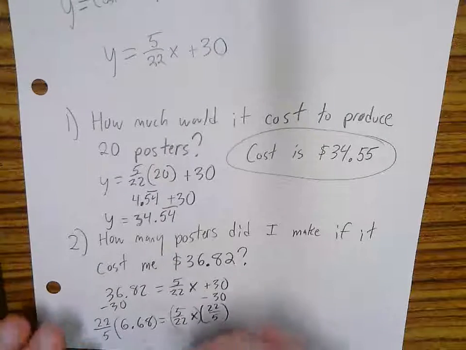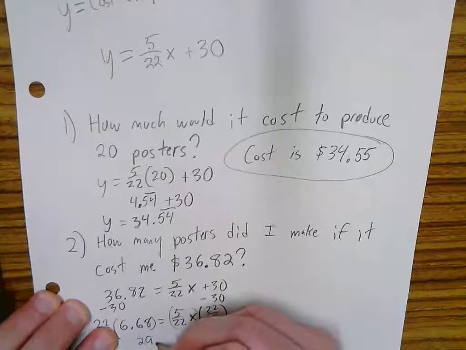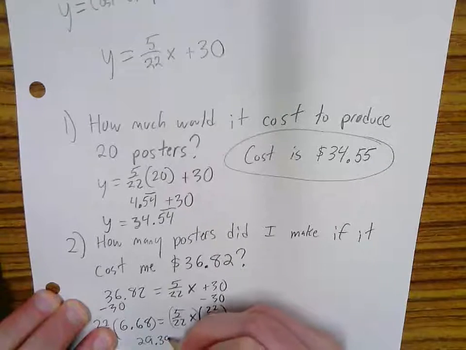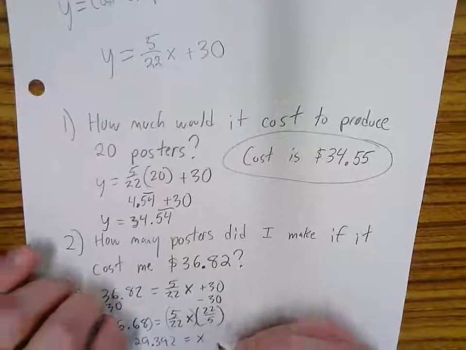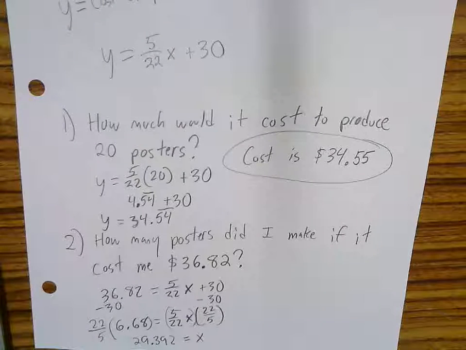And that gives me 29.392 is equal to X. So what did I just find? I found that the closest number I can get to that is approximately 29 posters that I created.